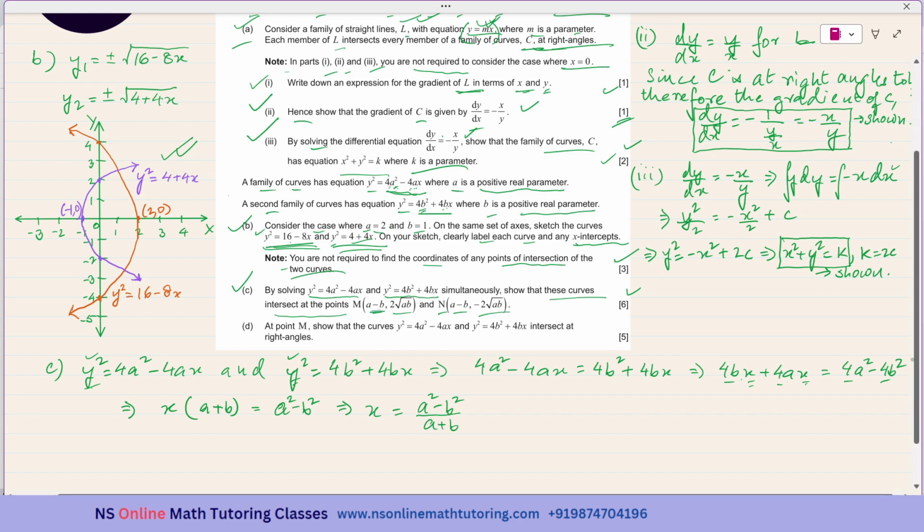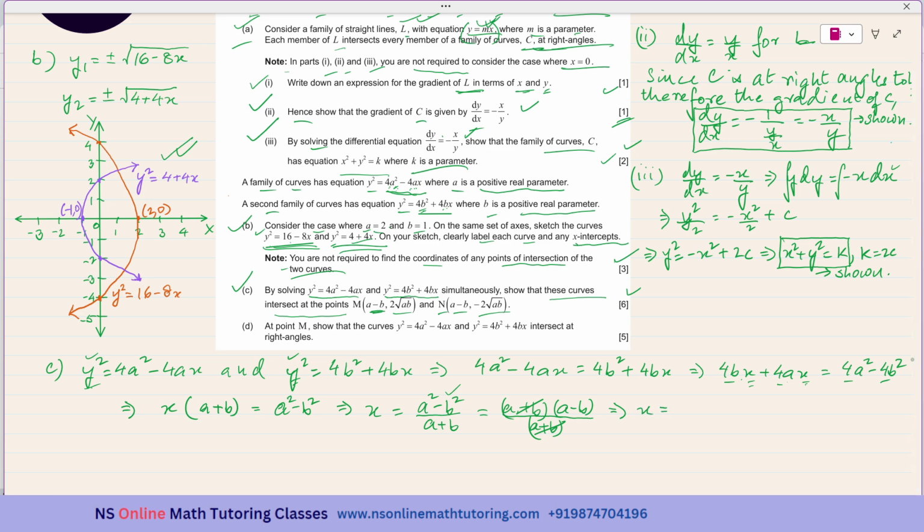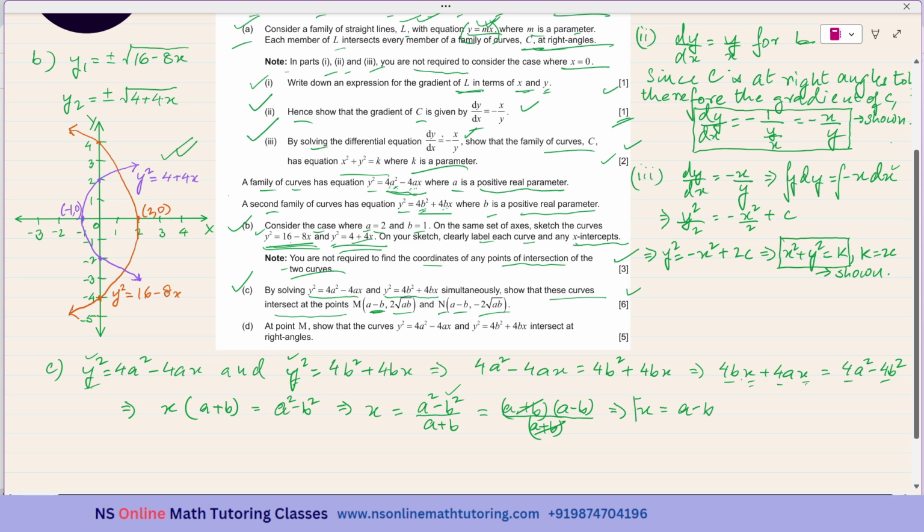But they are giving us the x coordinate as a minus b. So what can be done? We will be factorizing the numerator. It is a plus b times a minus b over a plus b, so that we can cancel these two and we will be having the x value as x equal to a minus b. So this will be the x coordinate.